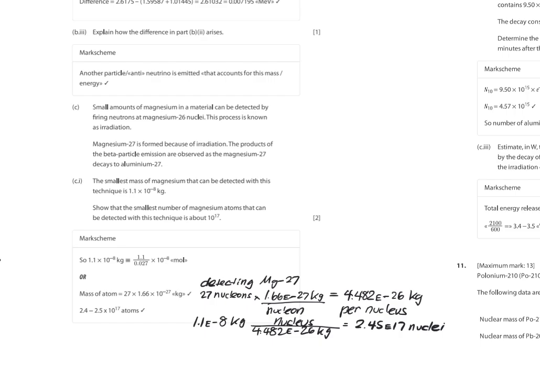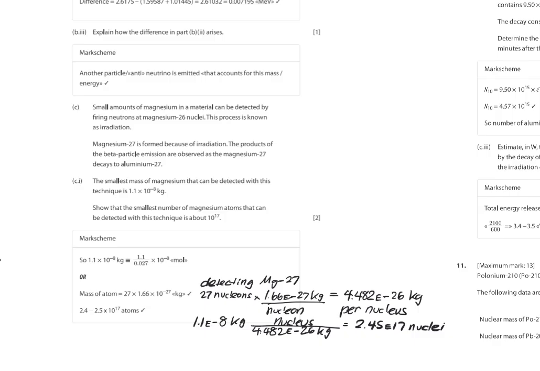So for CI, we're talking about magnesium-27 detection. CI says the smallest amount of that magnesium that can be detected is 1.1 times 10 to the negative 8 kilograms, and then show that small amount is about 10 to the 17 atoms.